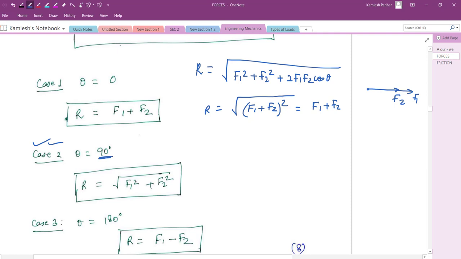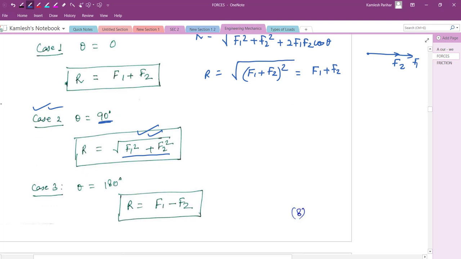So the formula of resultant R will be equal to under root of F1 square plus F2 square, and this cos theta will become 0. So when theta is 90 degrees, R is equal to under root of F1 square plus F2 square, and this formula we will be using again and again. And the third one, when theta is equal to 180 degrees.